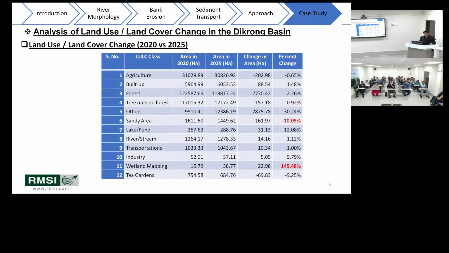And coming to the case study of Dikrong Basin, here we have taken two Sentinel images. Based on that we developed the LULC map of 2020 and 2025. We found out that wetland is the area which is increasing, around 145%, and the maximum erosion taking place is that the sandy area is decreasing. It is around -10%.